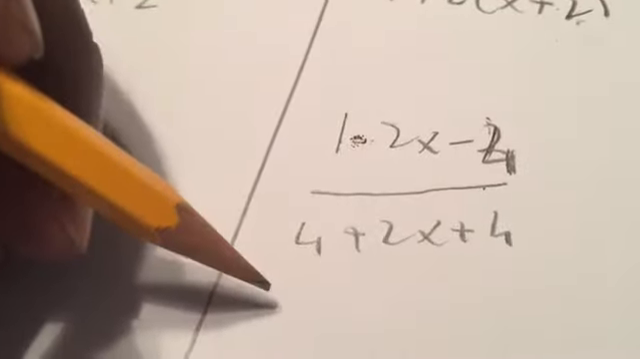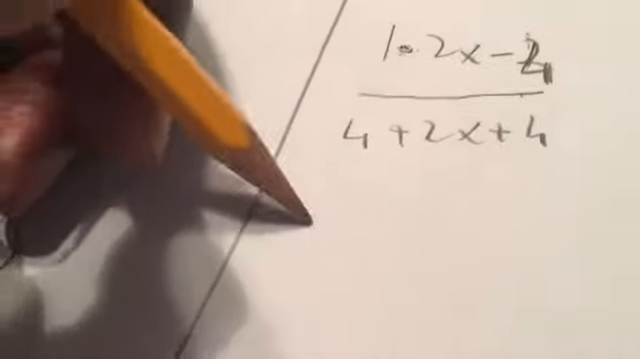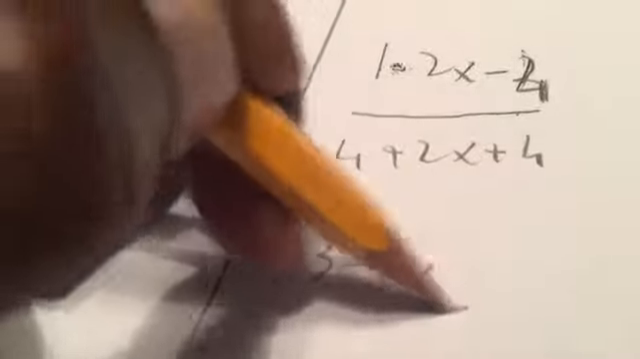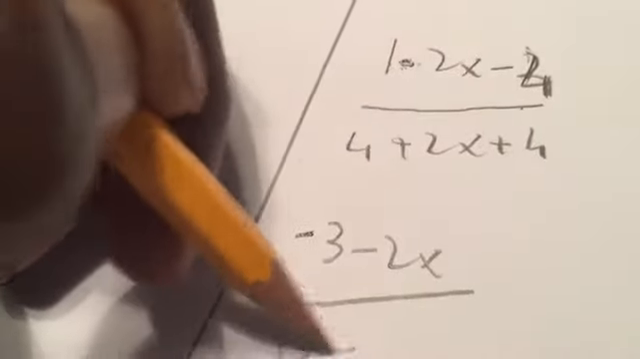Now it's going to be negative 3 minus 2x over 8 plus 2x. We're combining like terms, okay?